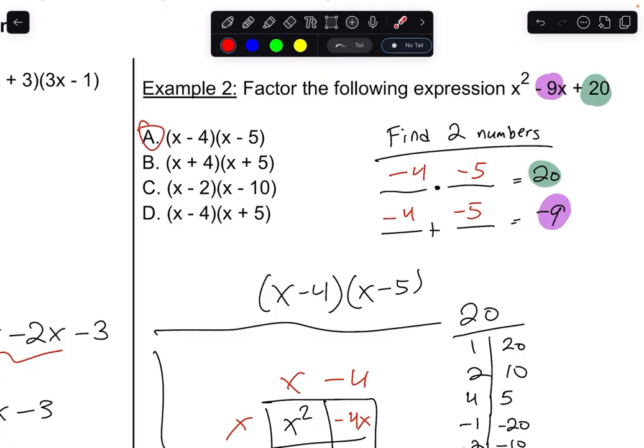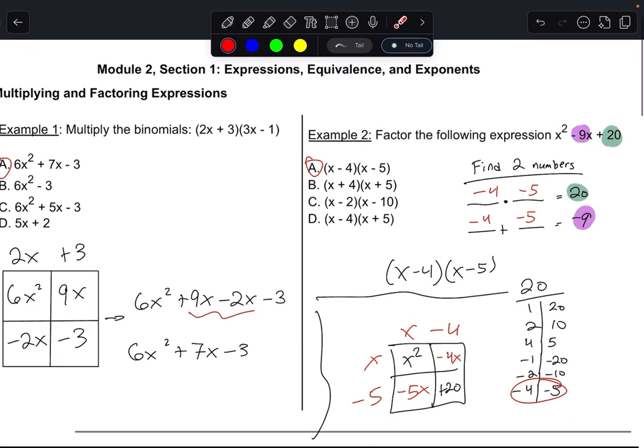That ain't -9. -4 and positive 5 get you a positive 1, which definitely isn't here. -4 and -5 get you there.